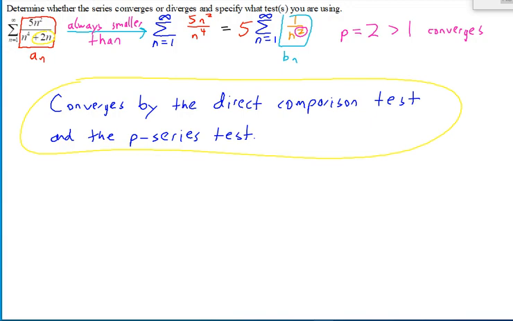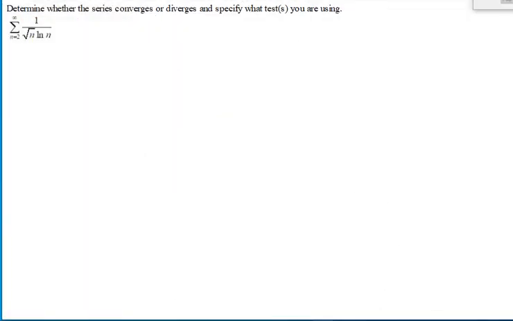All right, let's take a look at the next one. The next one's one of the trickier ones. I've seen one similar to this on a previous AP test. This one's square root of n, natural log of n.